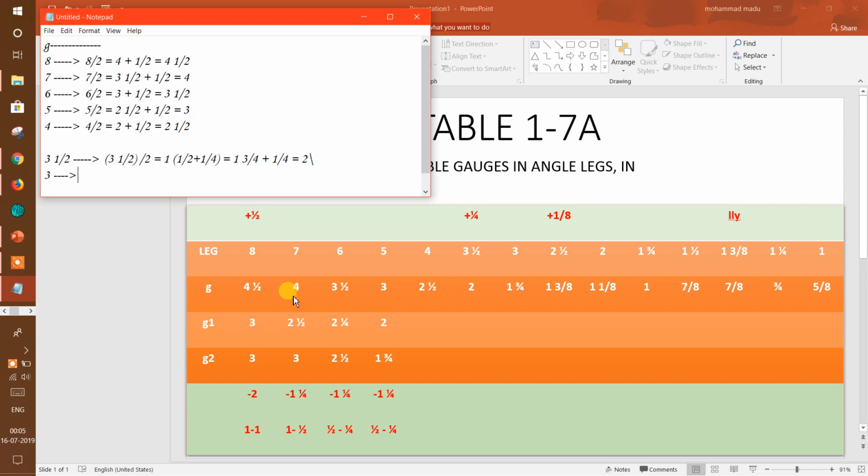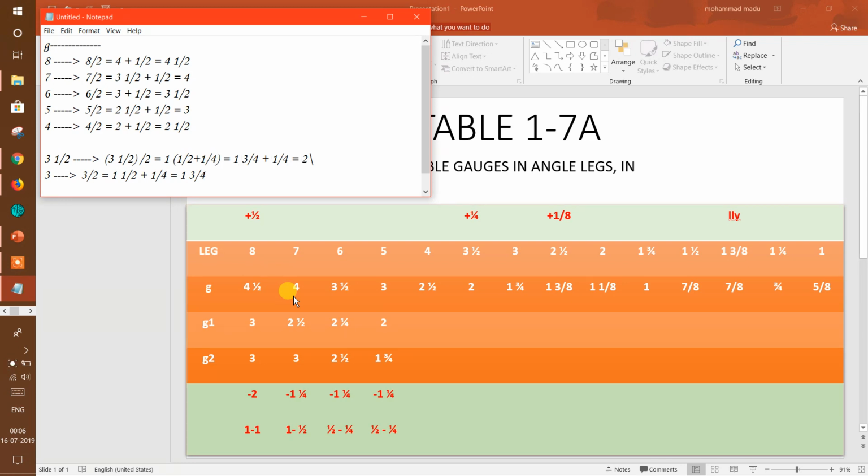When coming to 3, we want to get 3 by 2, sorry, 1 1 by 2 equal to, yeah, I'm getting 1 by 2. And to this 1 by 2 I'm going to add 1 by 4. Yeah, 1 by 4 equal to 1 3 by 4. Yeah, just add this one, you're going to get 2. This one is 2.